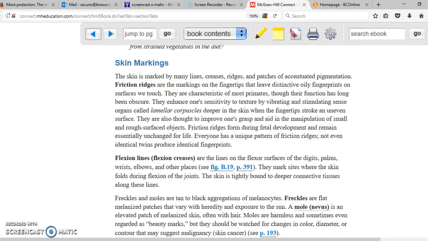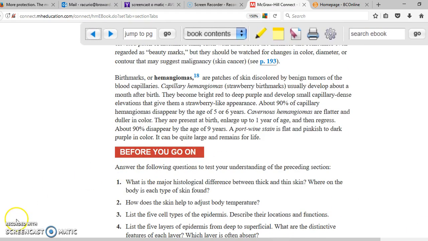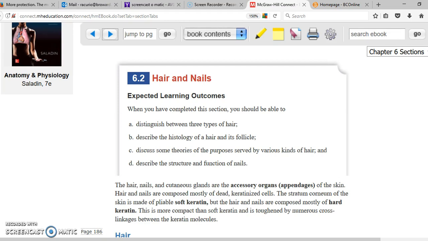Skin markings are the marks that we have on the skin. Friction ridges, for example, are the ones that we have at the tip of our fingers. Flexion lines are also seen in the fingers, in these cross lines that we have in our skin. For example, you can clearly see that in our palms as well as in our fingers. And that's about it for this part. The next topic is hair and nails.